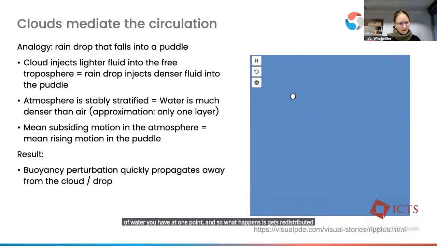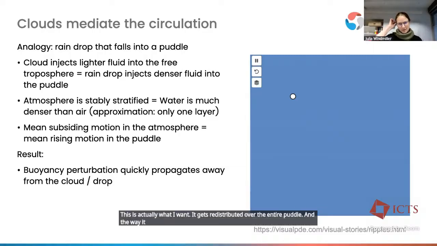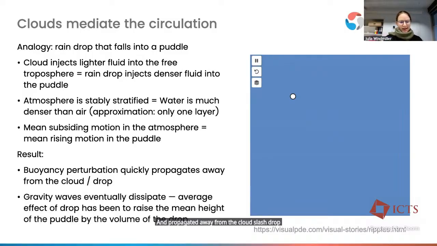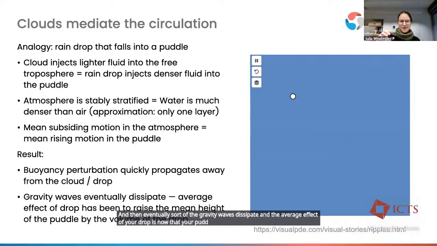It gets redistributed over the entire puddle. And the way it is redistributed is through waves. So we have a local anomaly, and then the waves propagate away and transport mass away from the cloud or drop. And then eventually the gravity waves dissipate, and the average effect of your drop is that your puddle is a tiny, tiny bit higher, and that corresponds to, in the atmosphere, that you have on average imposed something like a large-scale subsidence.